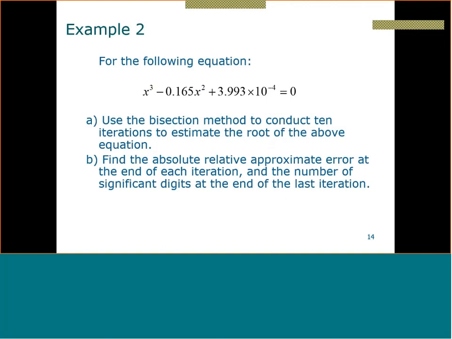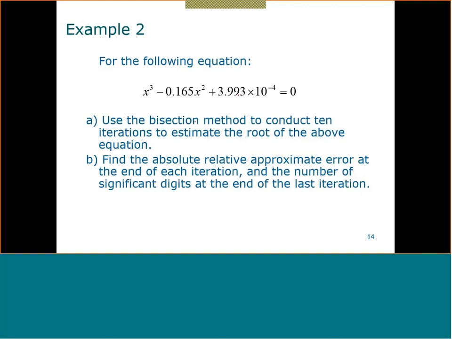Now here, this is a function. It's a cubic function, so we are expecting that you will have multiple answers. If it is x cubed minus 0.165 x squared plus 3.993 times 10 to the minus 4, use the bisection method to conduct 10 iterations. So I will go through 10 iterations to estimate the root of the above equation.